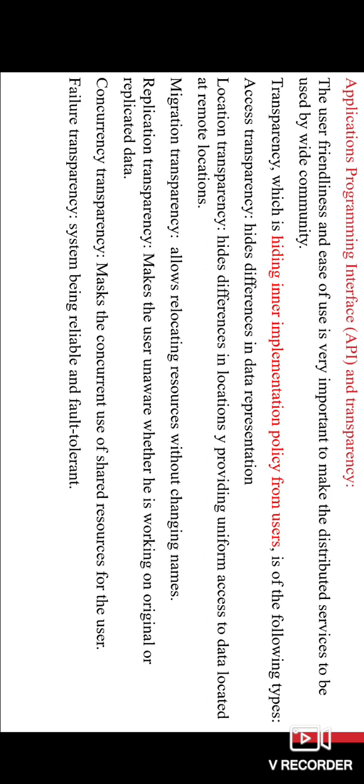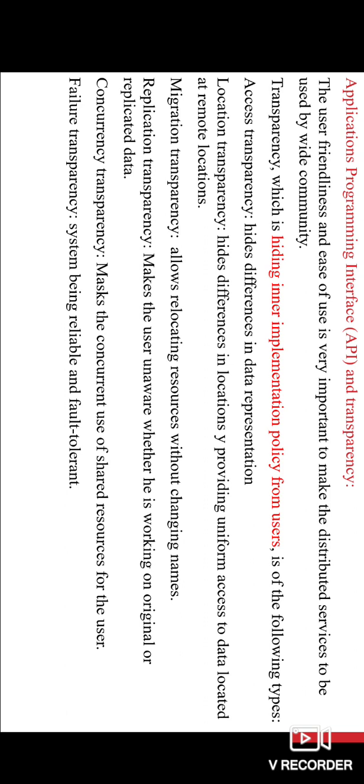The second one is location transparency. Since the resources are scattered worldwide, you can get the resource from anywhere. So we have to hide the location. Then migration transparency. As I told, to balance the load, we are moving some programs from one computer to another computer. But such type of migration should not be revealed to the user.